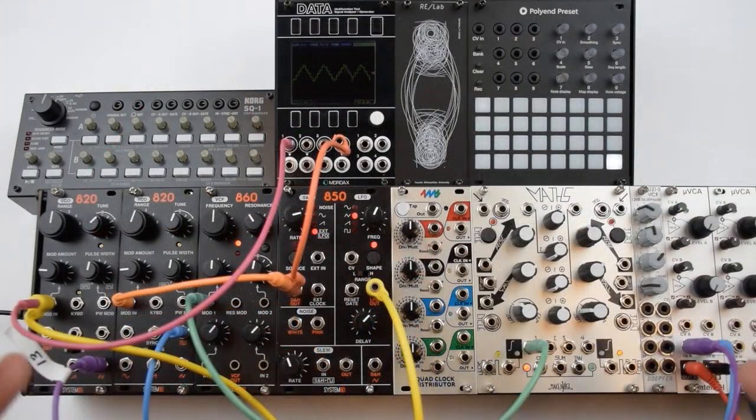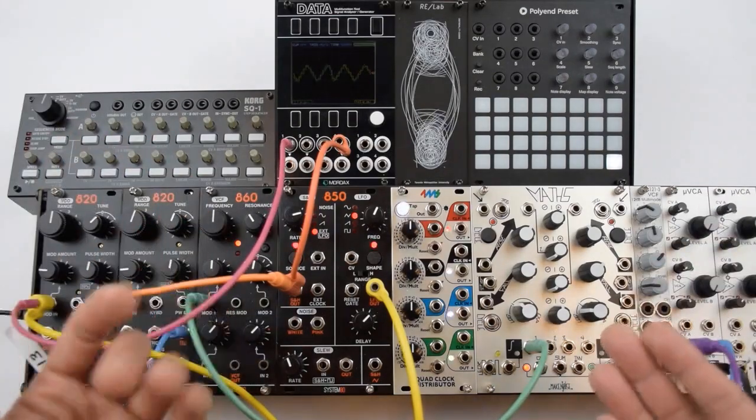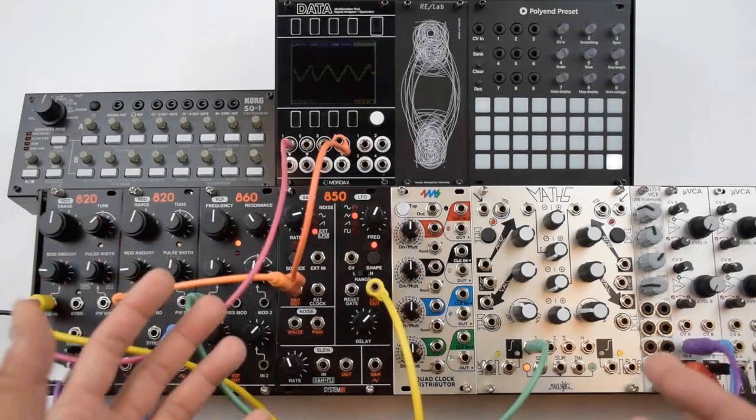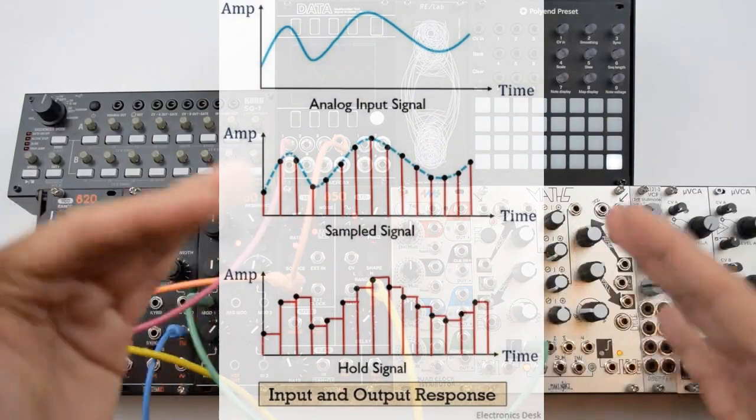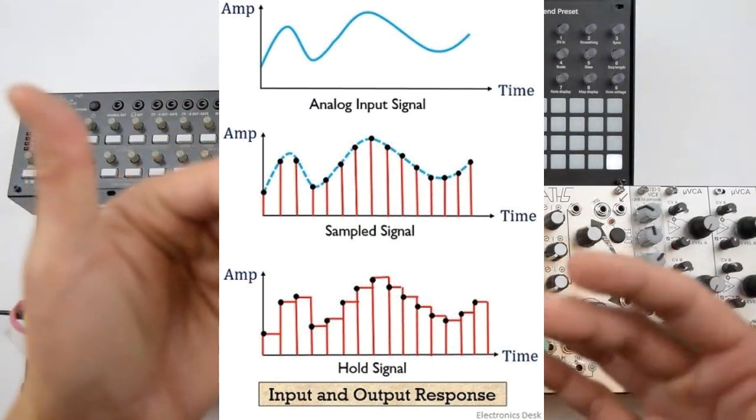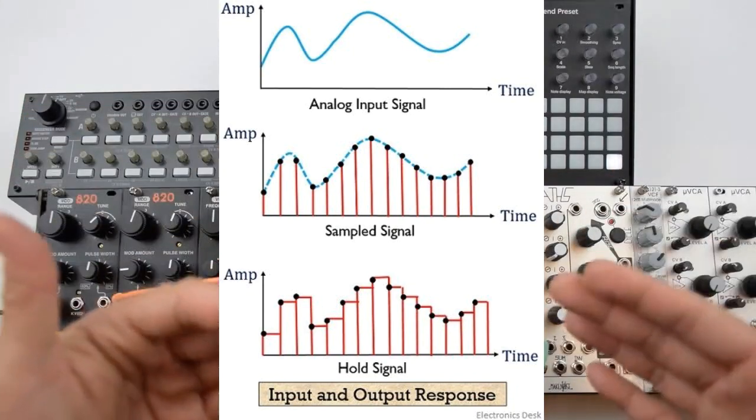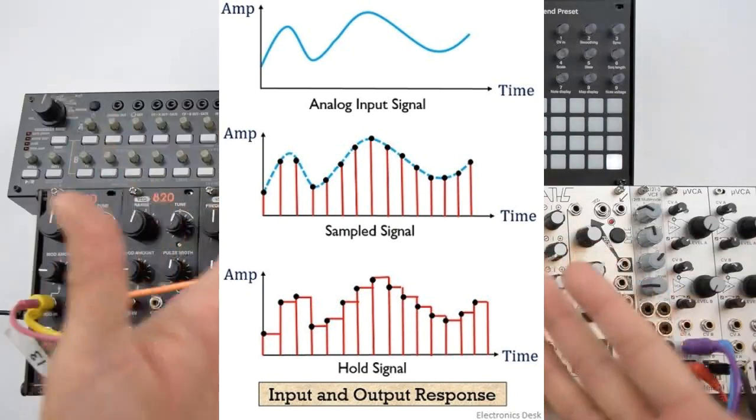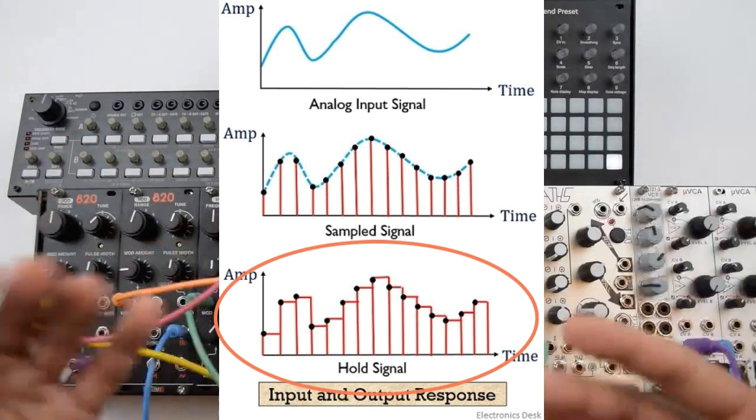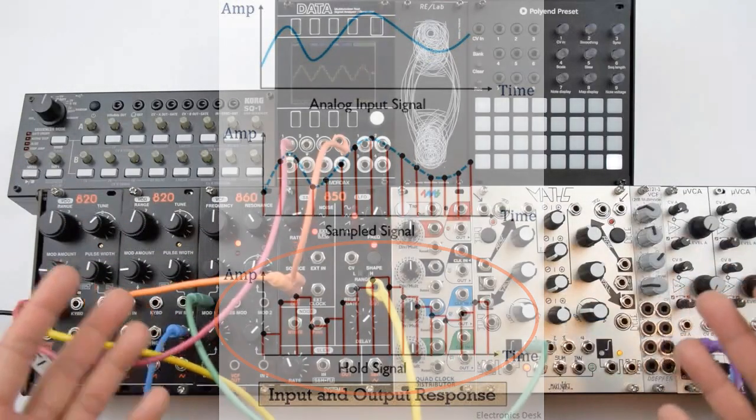A sample and hold is a device that consists of a clock signal and an input source to be sampled. How it works is that at every clock signal, the sample and hold freezes, or samples, whatever voltage level is at the input and holds that voltage until the next clock signal. So in other words, based on the rate of the sample and hold clock, it creates a stepped voltage output. And we can demonstrate this quite clearly using an LFO as our input source.